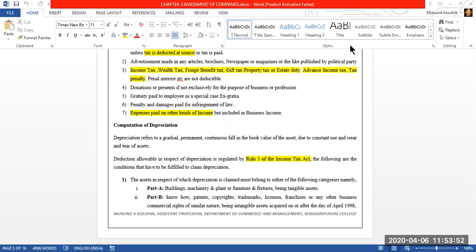So what do you understand when you hear the term depreciation? Depreciation in simple words is nothing but a marginal reduction in the value of an asset due to constant wear and tear of the asset. Let us understand this through a simple example.